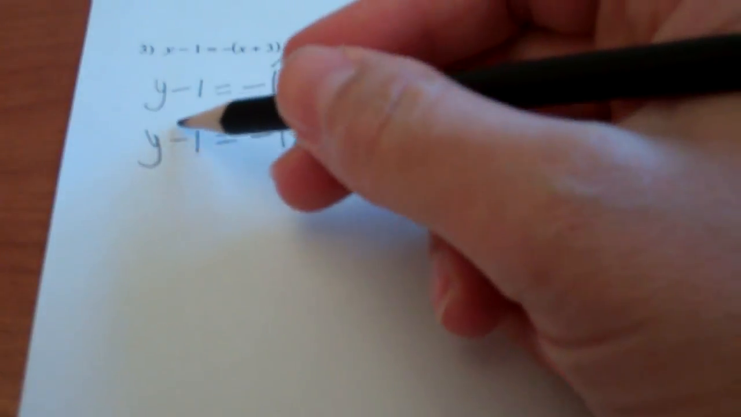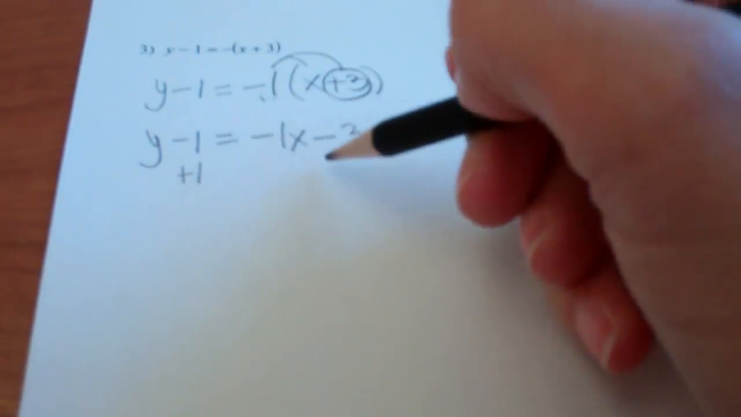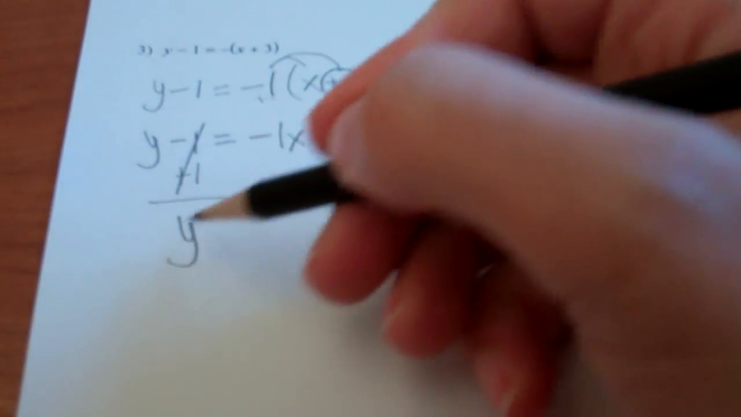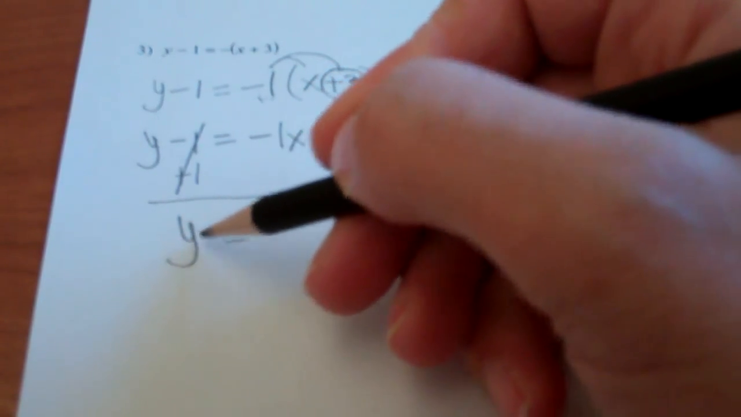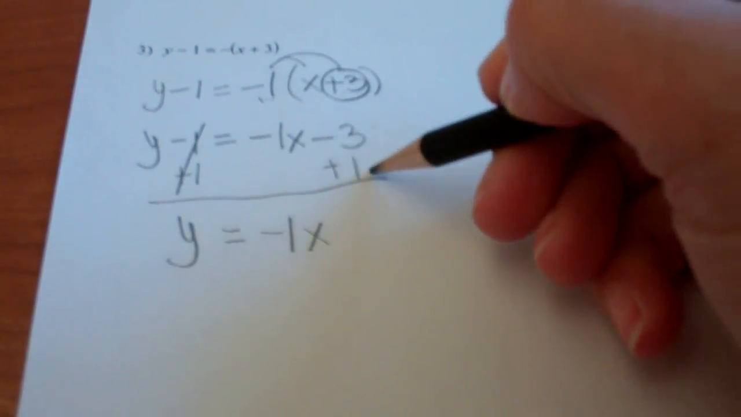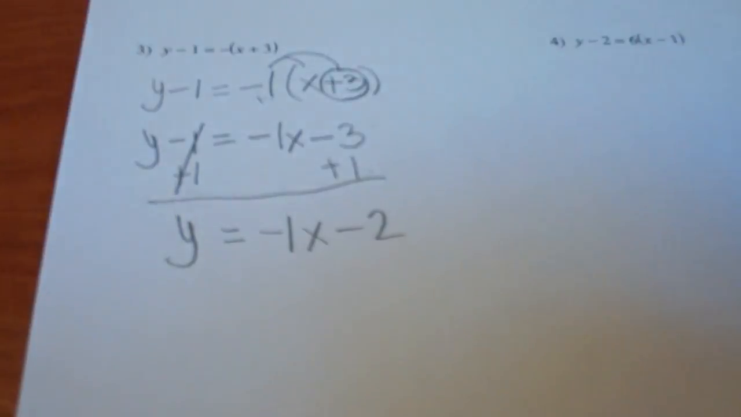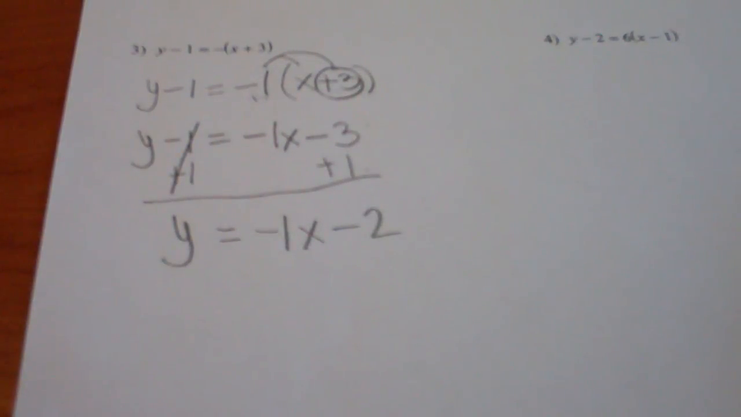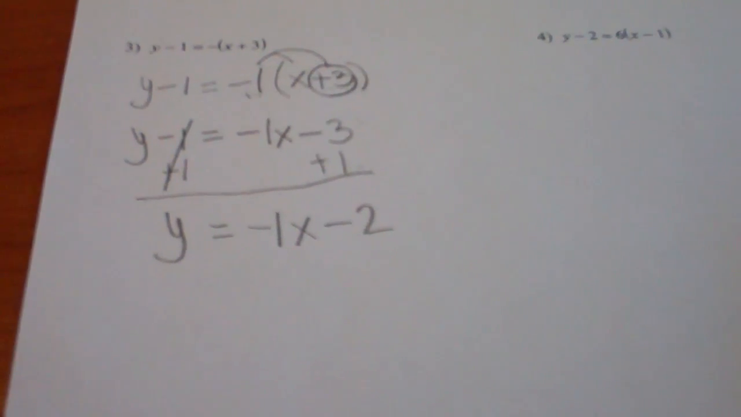Again, we still have this minus 1, so let's bring it over to the other side by adding it. Crossing that out, let's bring down our y, which is now by itself. Bring down our negative 1x. Negative 3 plus 1 gives us a negative 2, so we have y equals negative 1x minus 2.